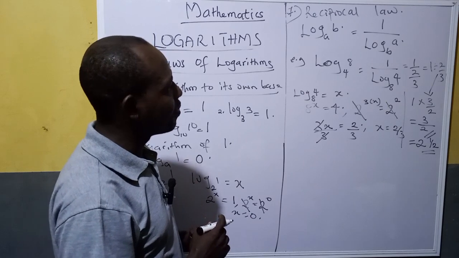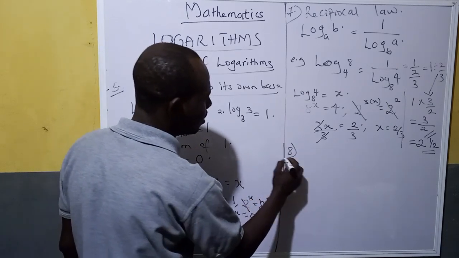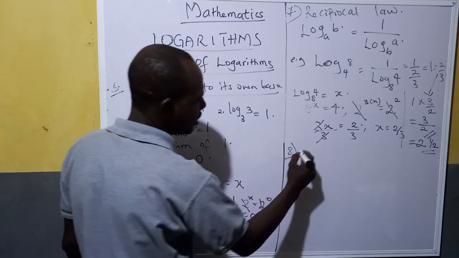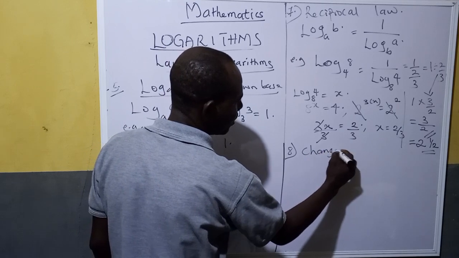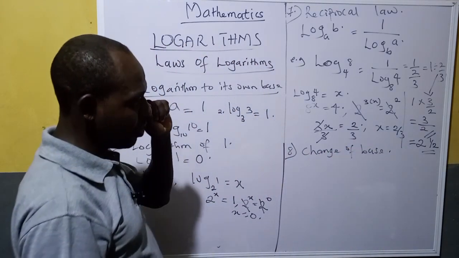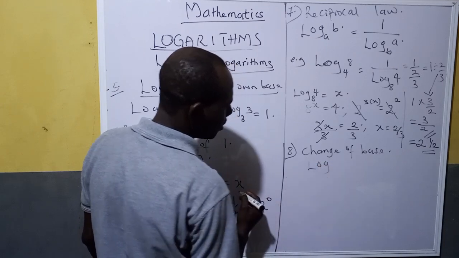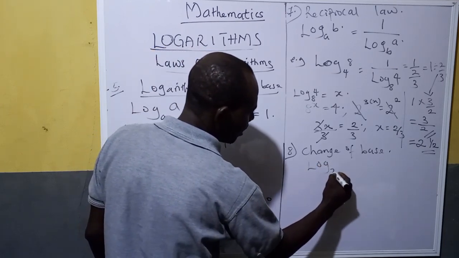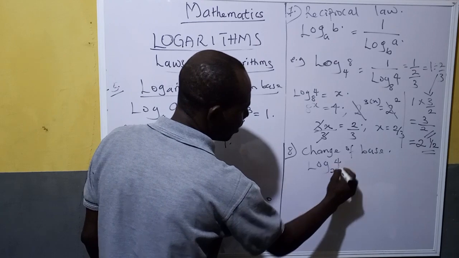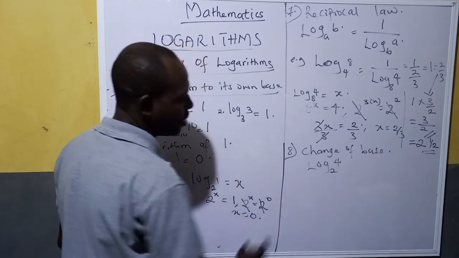That is the 7th law. Now I go to the last one, which is the 8th law of logarithm, and that is change of base. What is that talking about? For example, if I have log of 4 having base 2.